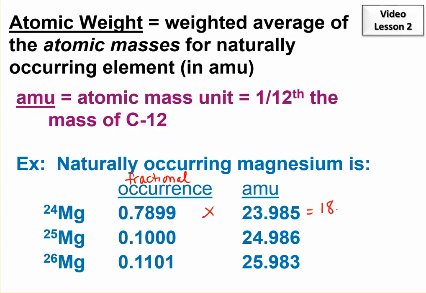I'm going to write extra digits on each one so that I'm only rounding one time at the very end. This is important on these problems to get them to work out. Then I'll do 0.1 times 24.986.